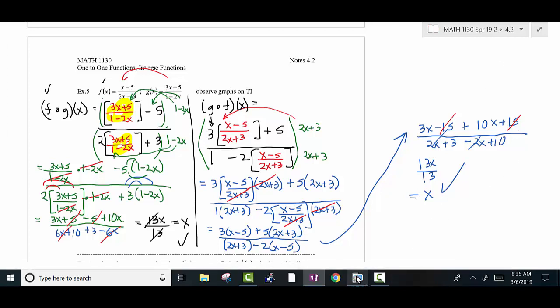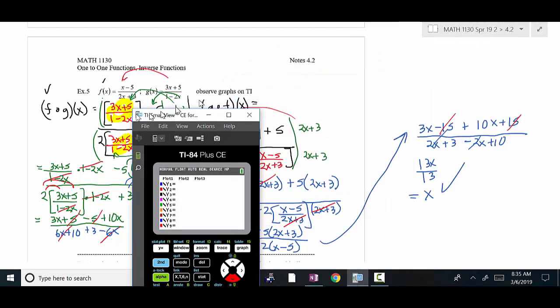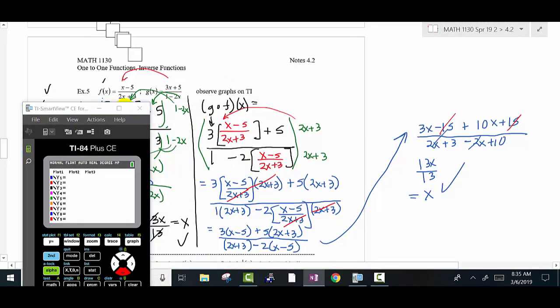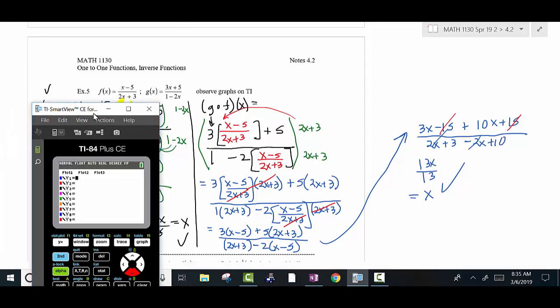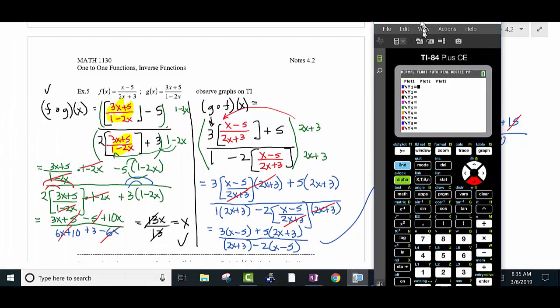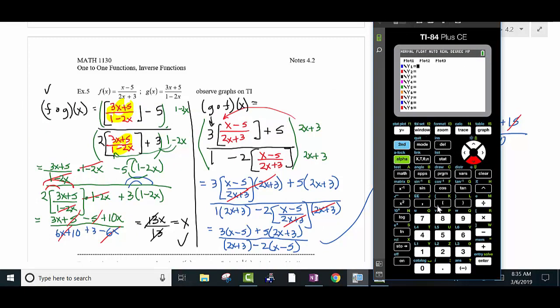Now, what I want you to do next is I'm going to have you put these two functions in your calculator. I'm not going to have you draw a graph on your notes or anything, but please do this. What you want to do is just go to y1, and you want to put in the first function. So the first function is x minus 5 divided by 2x plus 3. Be sure to use parentheses when you're doing a rational function. And then go to y2 and put the second function in, which is 3x plus 5 divided by 1 minus 2x.